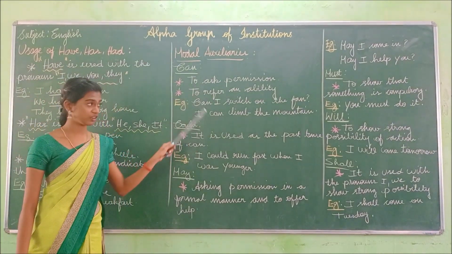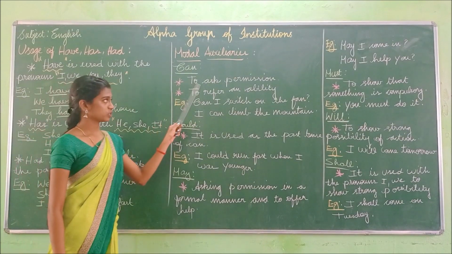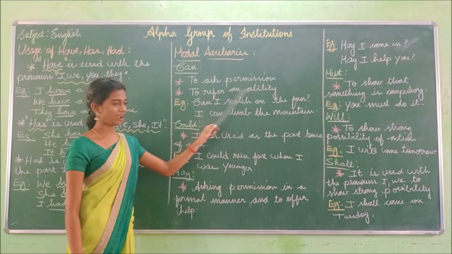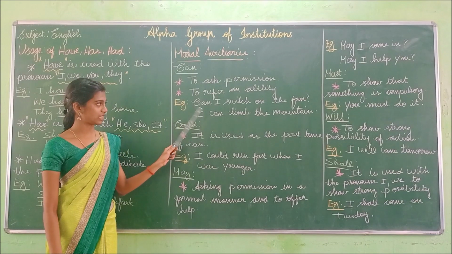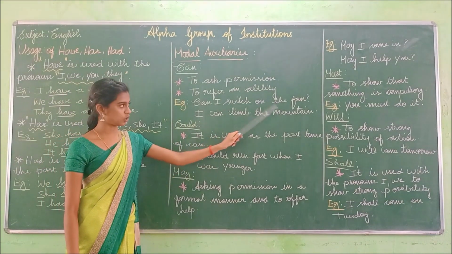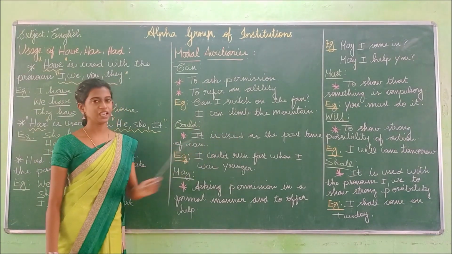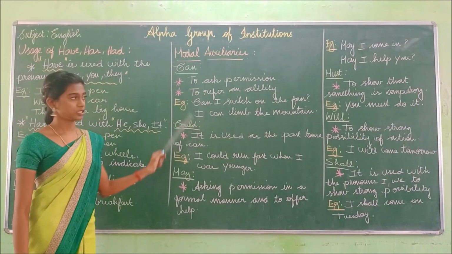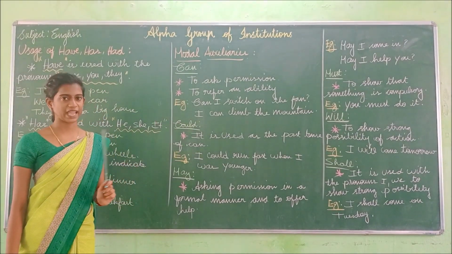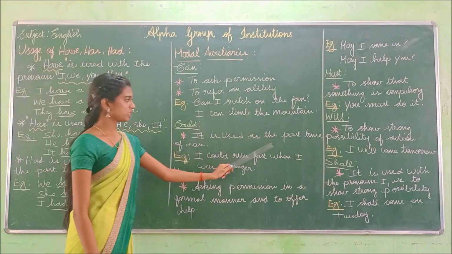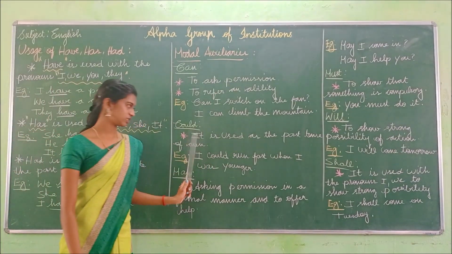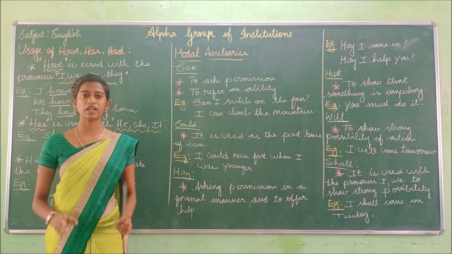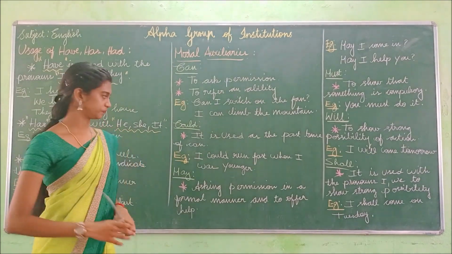Have you understood how to use can? To ask permission, and to refer to an ability. The examples are: Can I switch on the fan? I can climb the mountain. The next one we are going to see is could. Could is the past tense of can. It is used only to indicate the past tense.